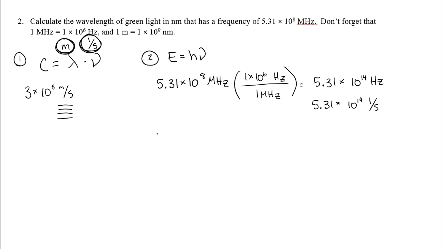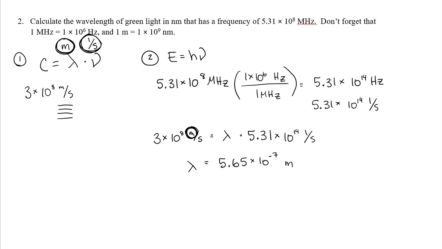We're going to plug it into the equation to solve for wavelength. So 3 times 10 to the 8th meters per second equals the wavelength times 5.31 times 10 to the 14th, 1 over seconds. Divide both sides by 5.31 times 10 to the 14th. The wavelength then is equal to 5.65 times 10 to the minus 7th. And worrying about units, the units on this are going to be left in units of meters.